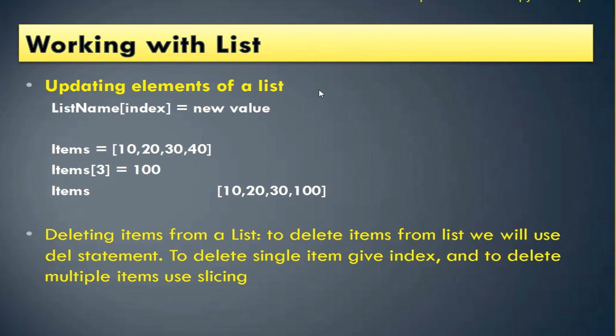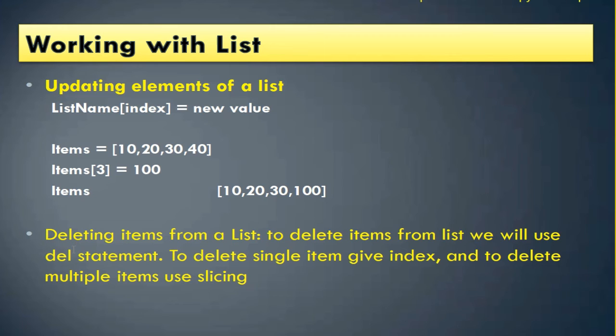Now updating elements of a list. Updating means changing the list. For that the syntax will be list name, then the index you want to update, equal to the new value. So here items equals 10 20 30 40, the list already exists. Now items[3] means the third index is to be changed to 100. What is the third index? 10 is 0, 20 is 1, 30 is 2 and 40 is 3. So the element 40 will be changed to 100, and you will get the output like this.